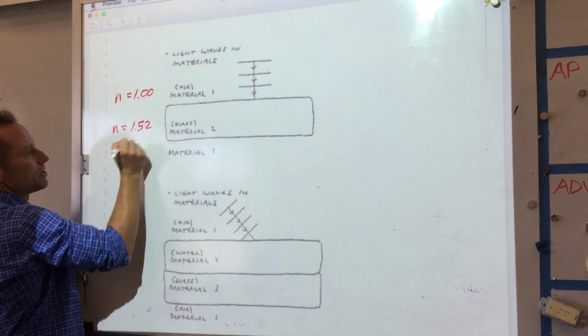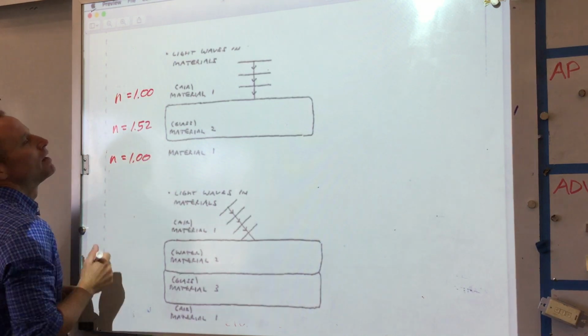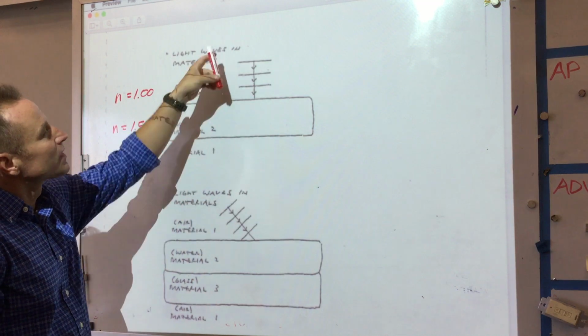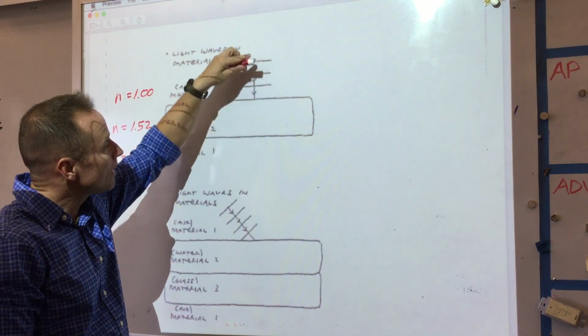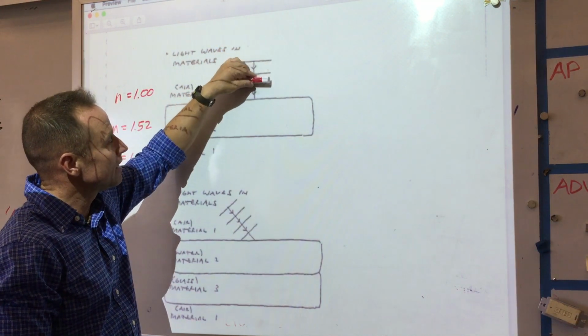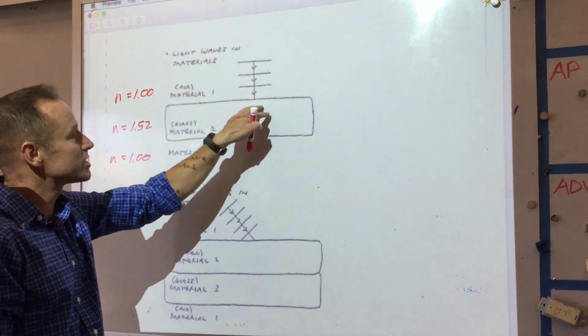So we'll say 1.52, and then back to air, 1.00. Right, so here comes the light. Now what we want to think about is, here's the direction that the light ray is going, and these are the wave peaks. So imagine these things being the peaks of the wave as the wave impinges on the surface.